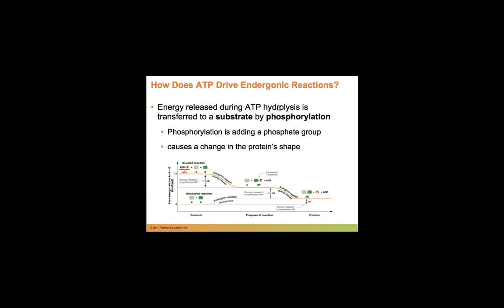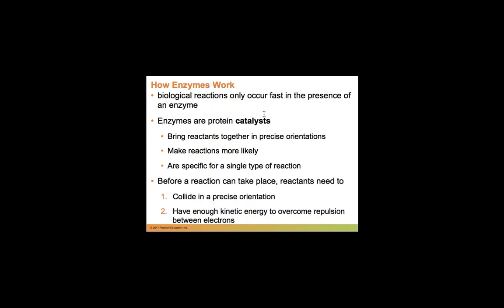That phosphate will now participate in substrate level phosphorylation, so that means we're going to add that phosphate to a specific protein. When that happens, we change the shape of the protein, which may activate or inactivate a specific reaction.